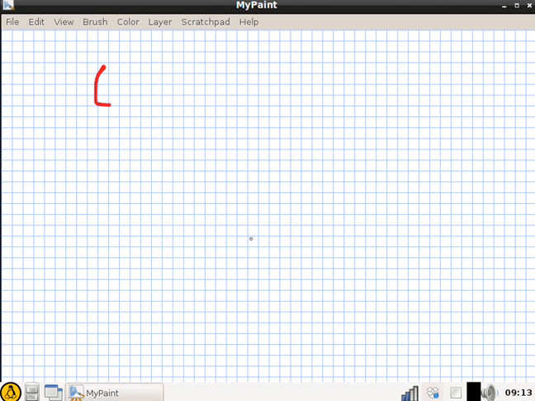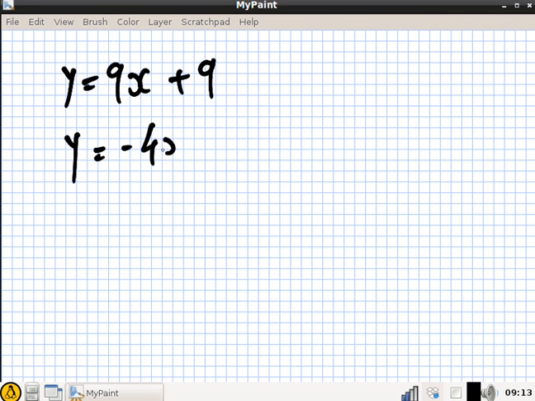Okay, so the first question there, the tangent line. Well, I already said the word already. But the first question there, you had y equals 9x plus 9 and y equals minus 4x squared plus 5x plus 9. And you've seen how to solve that already. What answer did you get?